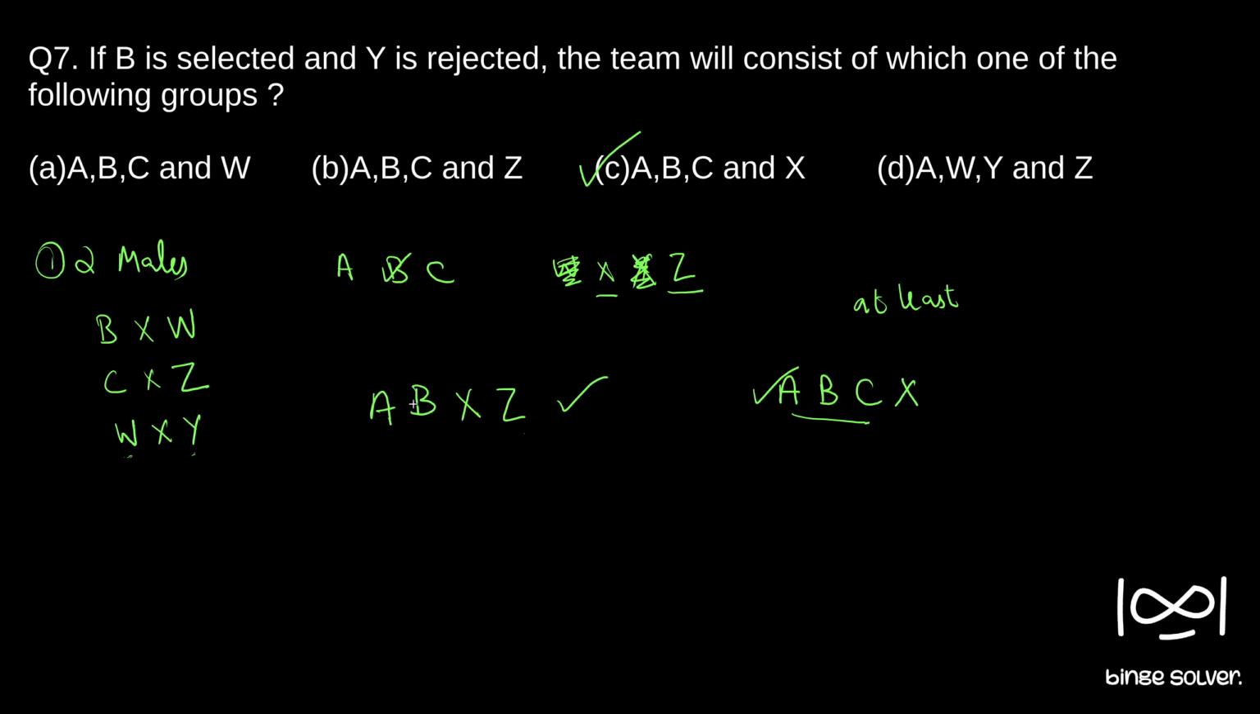Since we selected B, Y was rejected, and we selected X and Z as two female members, nothing contradicts the given statement. B cannot play with W, and there is no W here. C is not chosen, so there is no conflict with Z. So this can also be an answer, but it is not in the options. So the only answer we can select is that. So this is the solution to question 7.